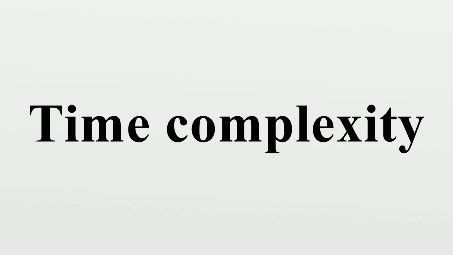Time complexities are classified by the nature of the function T(n). For instance, an algorithm with T(n) = O(n) is called a linear time algorithm, and an algorithm with T(n) = O(2^n) is said to be an exponential time algorithm.